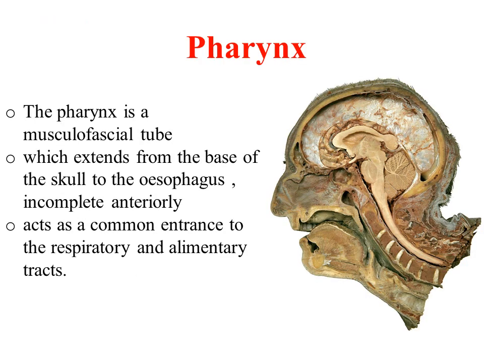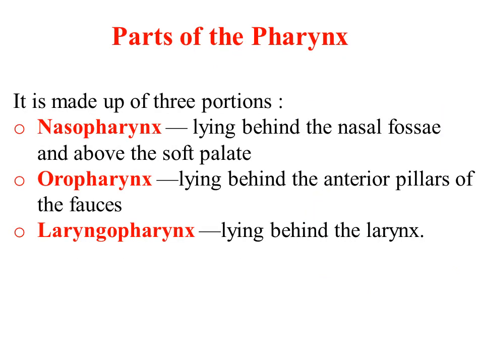Pharynx. The pharynx is a musculofascial tube which extends from the base of the skull to the esophagus, and it is incomplete anteriorly. The pharynx acts as a common entrance to the respiratory and alimentary tract. The pharynx consists of three main portions or parts. We have nasopharynx, oropharynx, and laryngopharynx.